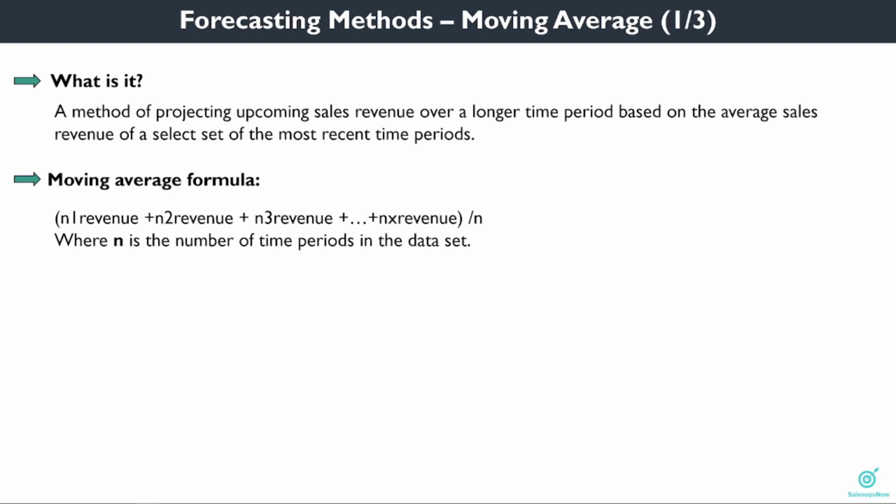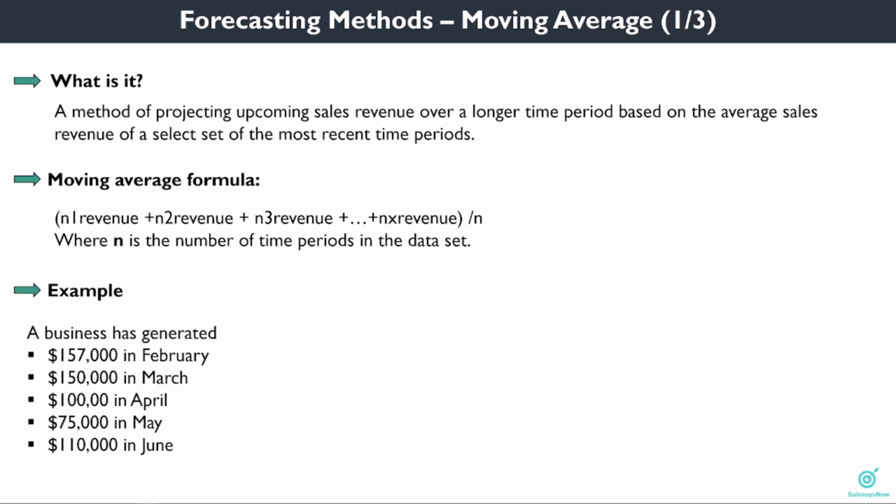The formula to calculate a moving average is N1 revenue plus N2 revenue plus N3 revenue plus NX revenue, divided by N, where N is the number of time periods in the dataset. A moving average is the average of a select set of the most recent time periods. Let us illustrate with an example.